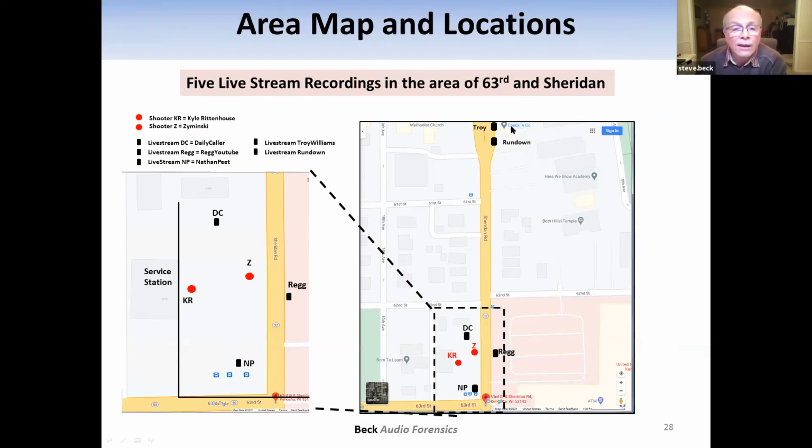It's not working good. But the DC, the Reg, and the NP are the 3 that I'm going to analyze. And as you can see there, they form a nice spatially distributed array of receivers.